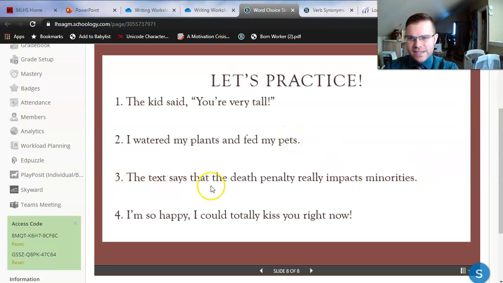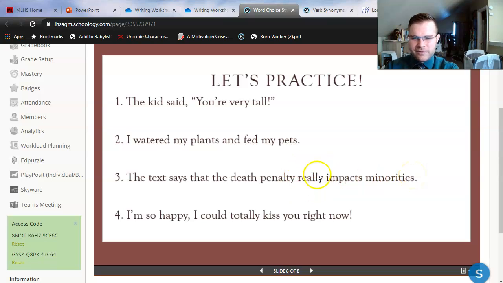Number 3, the text says, once again, we'll replace that, the death penalty really impacts minorities. Now here's the issue with says, as we looked at just a moment ago. A text cannot open its mouth and say anything to you. We need to be specific about the verb that actually applies to the text there. So instead of says, a good replacement might be states. It might be claims or argues. We'll use argues here for mine. The text argues that the death penalty really impacts minorities.